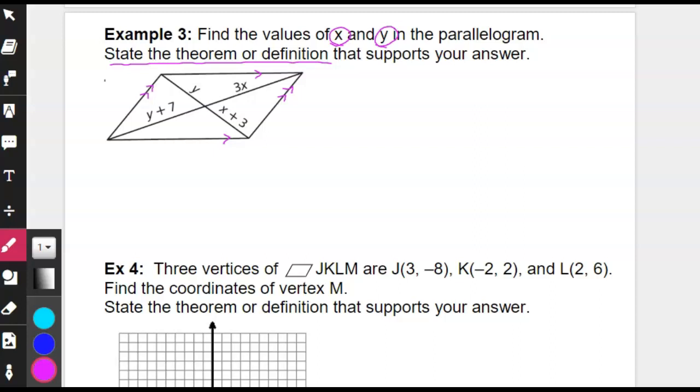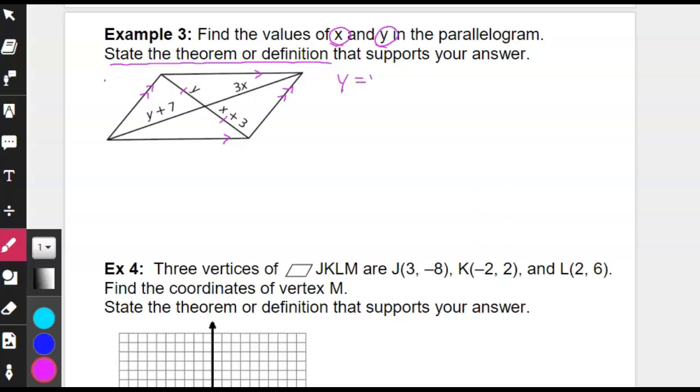The second one says that each diagonal divides the parallelogram into 2 congruent triangles. Now, I'm not sure how helpful it would be to divide into 2 congruent triangles. However, I am going to use the one that has the bisecting of each other. So I can go ahead and say that this segment and this segment are congruent.